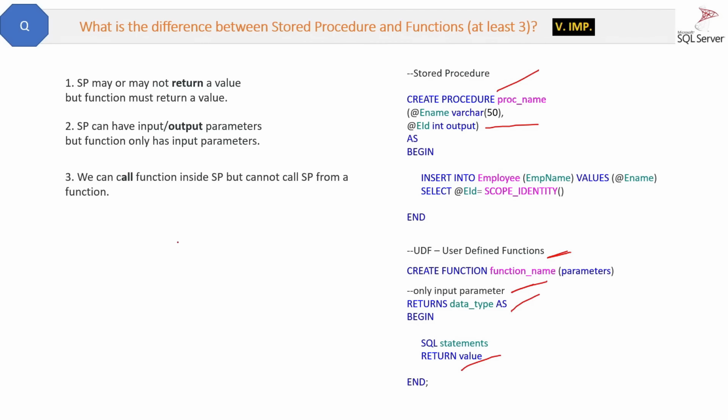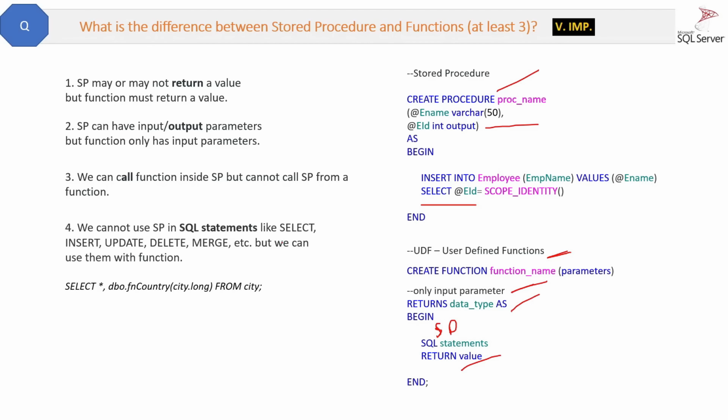Next difference is we can call function inside SP, but we cannot call SP from a function. So if you write a query here, you can write like select function from, so this is possible inside the stored procedure. But inside the function you cannot write like call SP here. So that is not possible. This is the one difference.